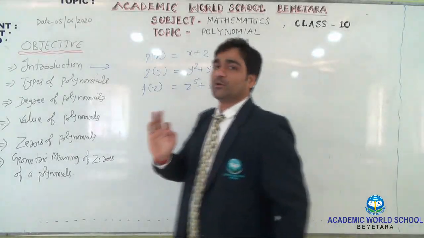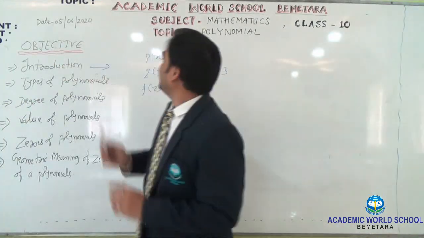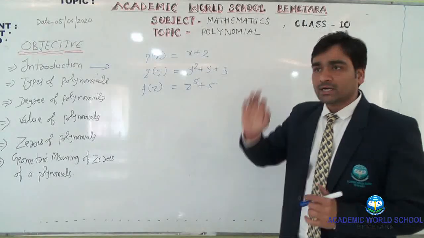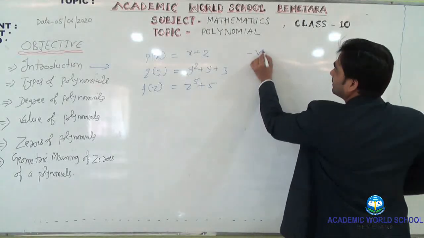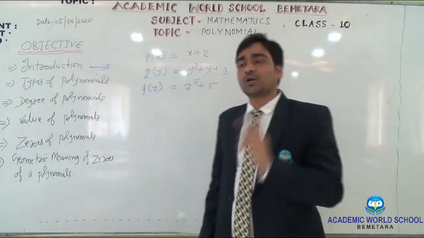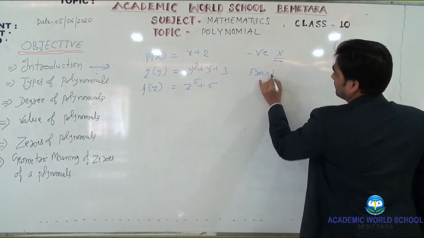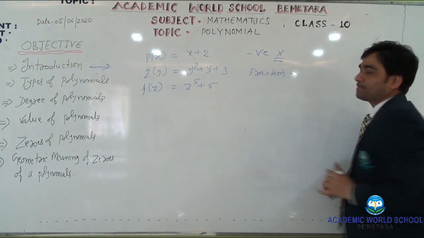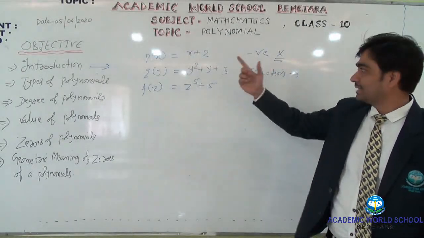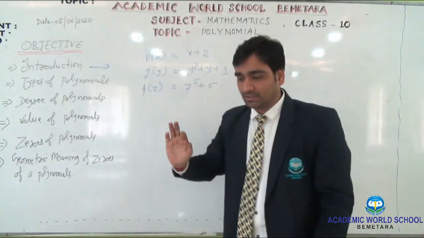And the most important thing in a polynomial, you have to note it down. The degree or the power of the polynomial should not be negative. It should not be negative, and the power should not be in the fraction. This power should not be negative and not in the form of fraction or rational. This part I will ask.